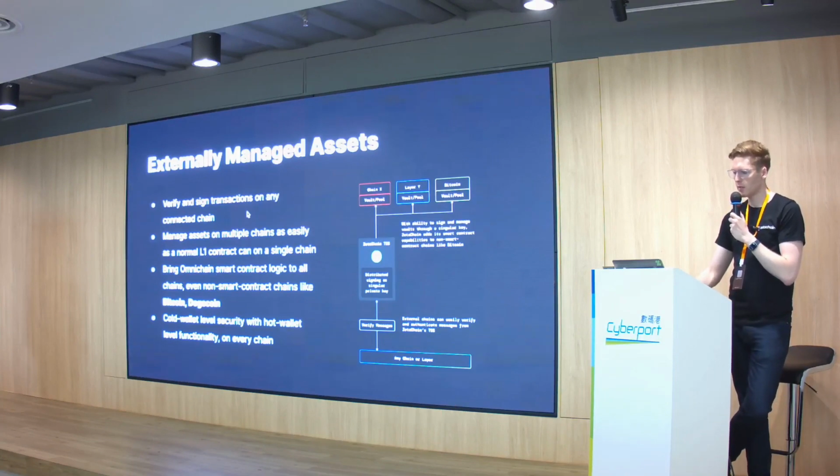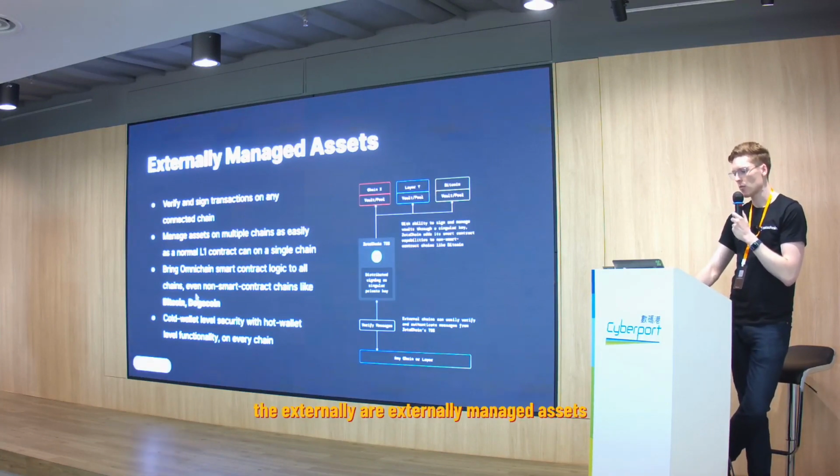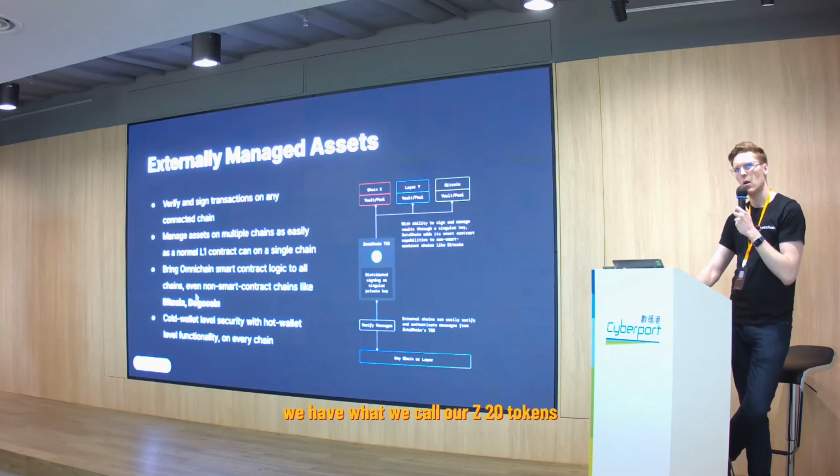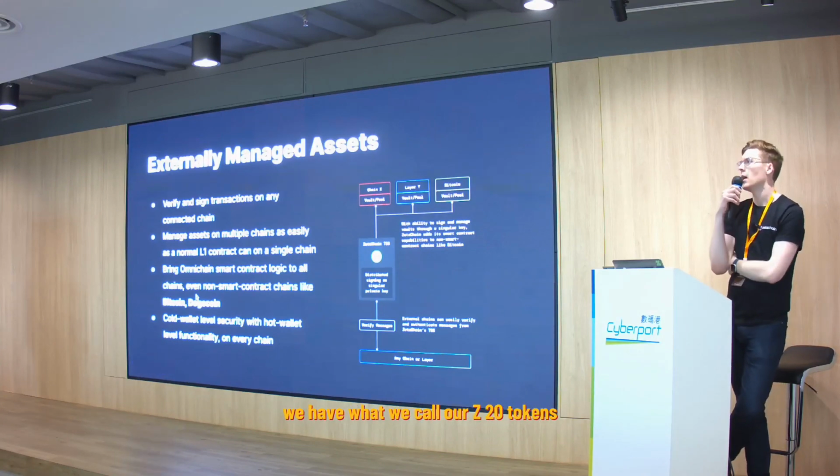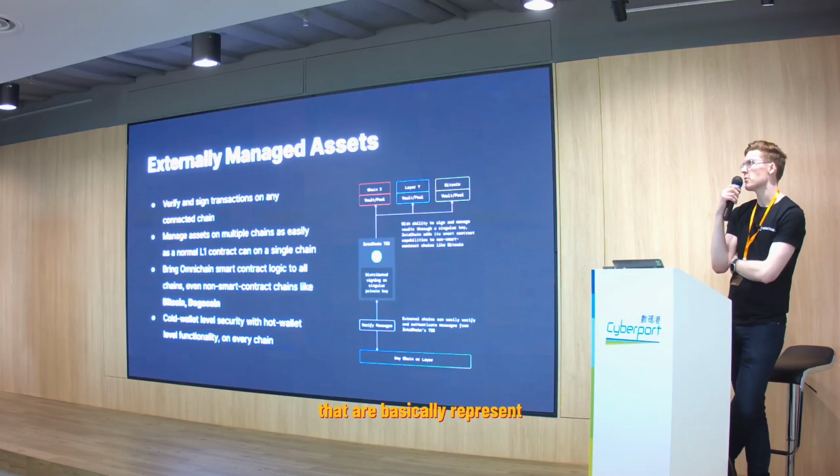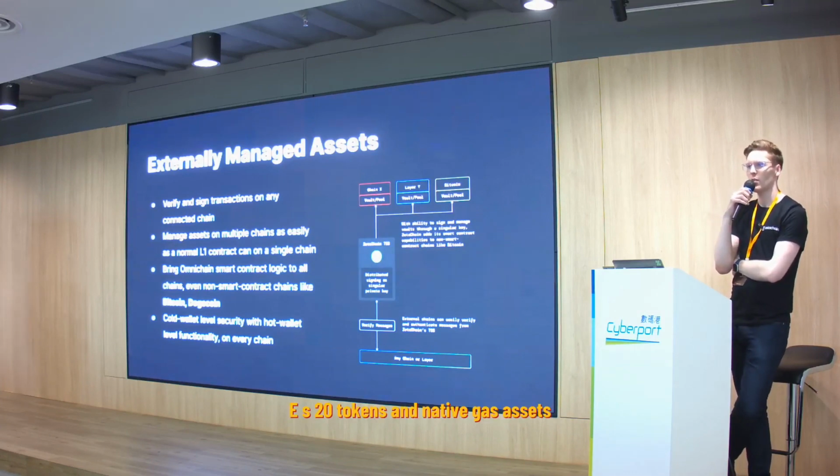And then the externally managed assets. We'll dive into what this means. We have what we call our ZRC20 tokens, which are basically representations of ERC20 tokens and native gas assets on externally owned chains.